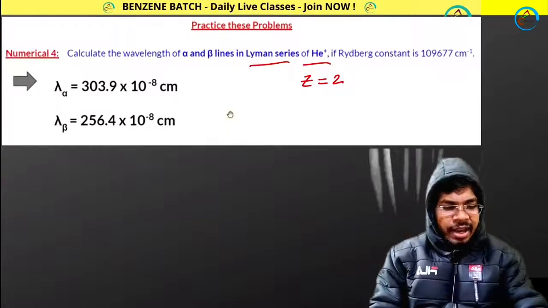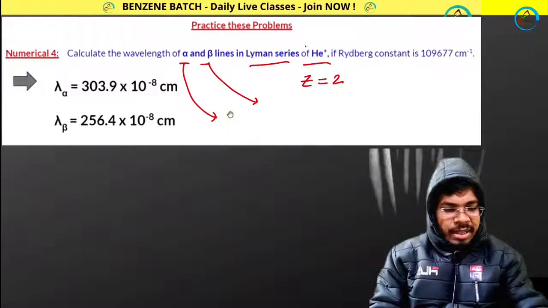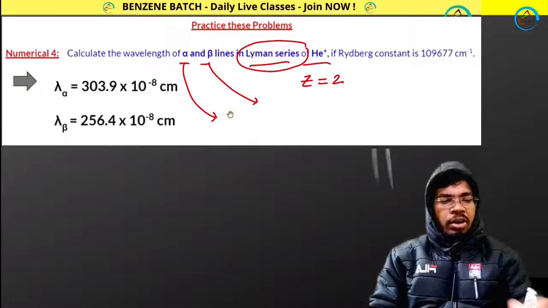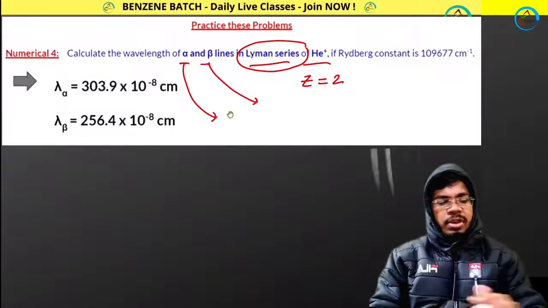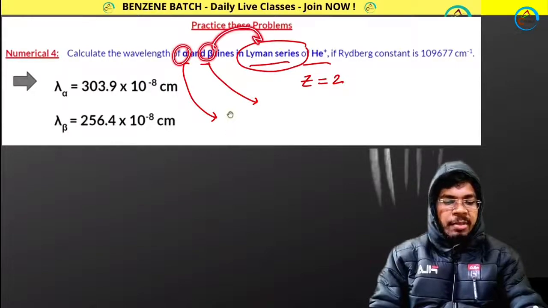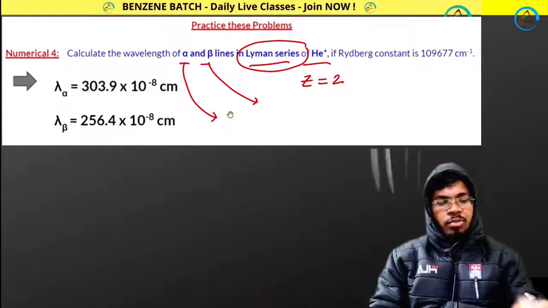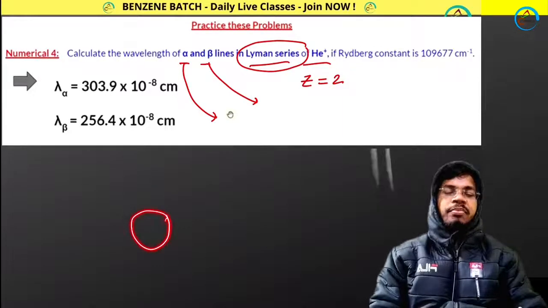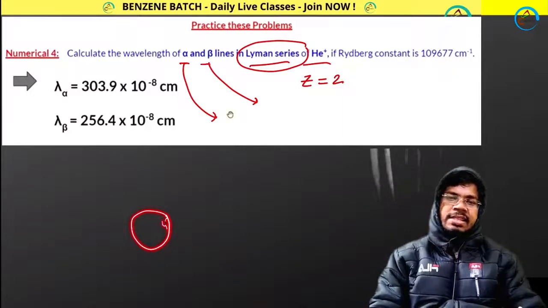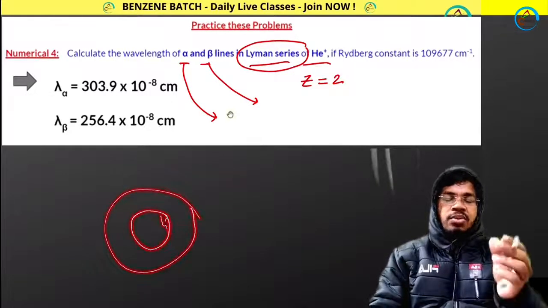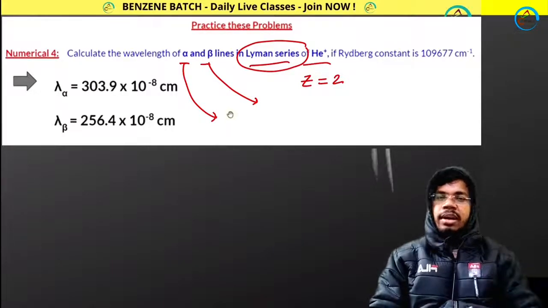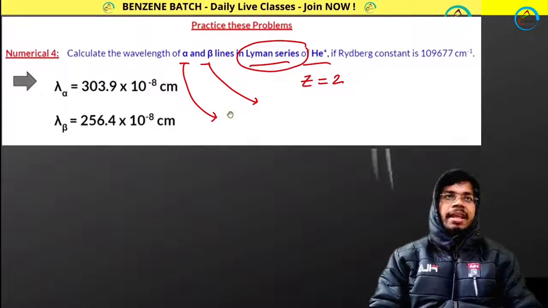And Lyman series alpha line, beta line. Can anybody tell me what will be the transition for alpha line, what will be the transition for beta line for Lyman series? Because one more thing, if you didn't understand the previous lectures, this lecture is going to be very tough for you. But if you understood the previous lectures clearly, this lecture is going to be very easy. That's why some of you can answer, some of you can't. Alpha and beta, what will be the transition?